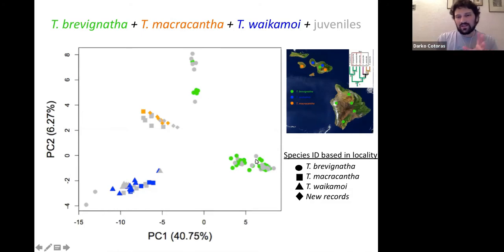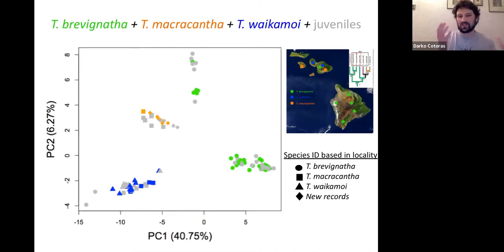And the way you read this is as follows. Each point is an individual. The shape of the point represents the identity based on locality. Remember, we only find one species per locality so far. And the color is the identity based on morphological identification. In gray, we have juveniles, which we cannot distinguish between these 3 species. So if something is juvenile, we don't know what the species is. We have 3 species, so we hope to find 3 clusters.